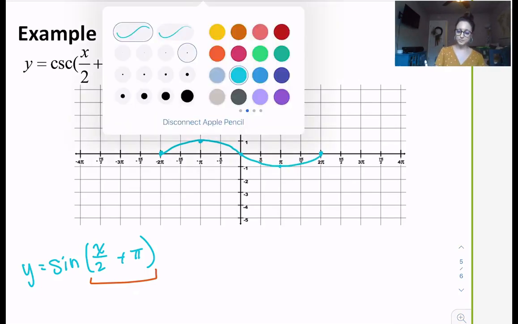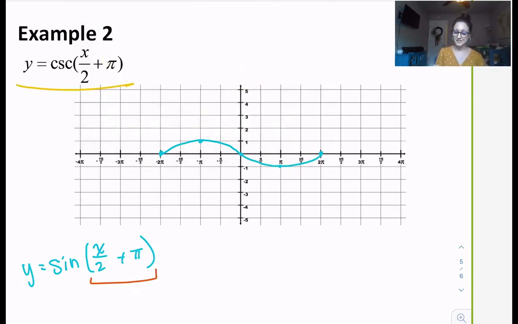Okay, so now if I want to graph the cosecant function, take a look at where your zeros are, because I did not shift up or down. That's where your asymptotes are going to be. And then wherever you had a max, you're now going to have a min, and just kind of follow those asymptotes.